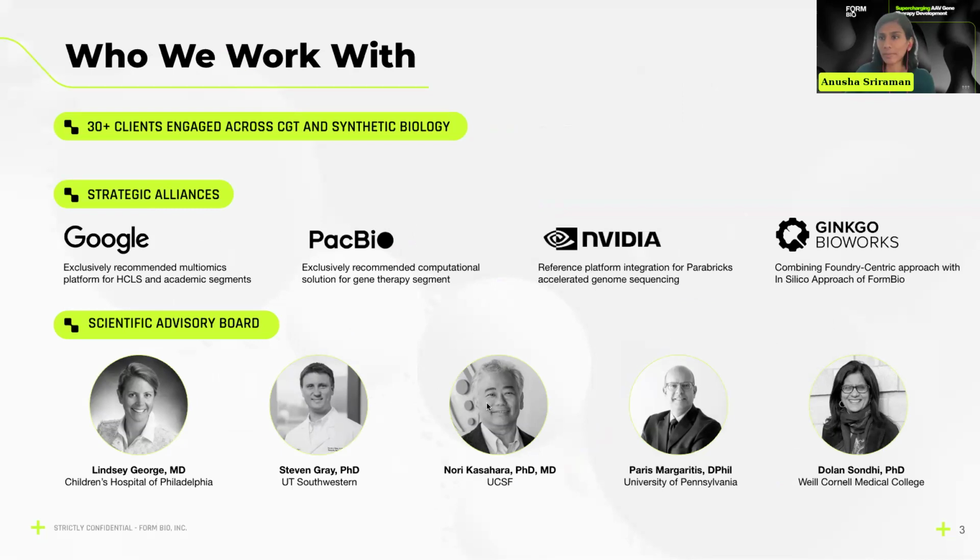Comprised of distinguished experts from various life sciences domains, our scientific advisory board is poised to provide invaluable strategic guidance, leveraging FORMbio's advanced AI models and in silico techniques.